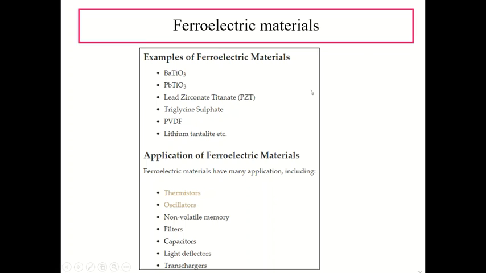Some common examples of ferroelectric materials are barium titanate, lead titanate, lead zirconate titanate, triglycine sulfate, polyvinylidene fluoride, and lithium tantalate. All these are examples of ferroelectric materials, and these materials exhibit the property of ferroelectricity. The different applications for ferroelectric materials include thermistors, oscillators, non-volatile memory, filters, capacitors, light deflectors, chargers. So these are the areas where there are applications for ferroelectric materials.